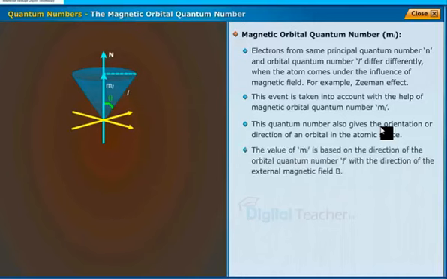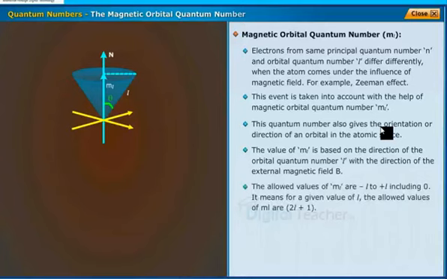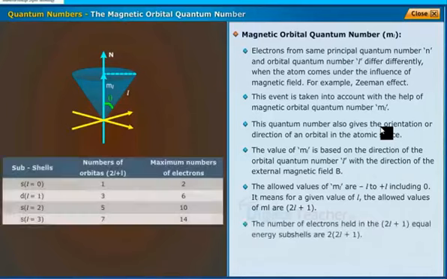The value of ml is based on the direction of the orbital quantum number l with the direction of the external magnetic field B. The allowed values of ml are minus l to plus l, including 0. It means for a given value of l, the number of allowed values of ml is 2l plus 1. The number of electrons held in the 2l plus 1 equal energy subshells is 2 into 2l plus 1.